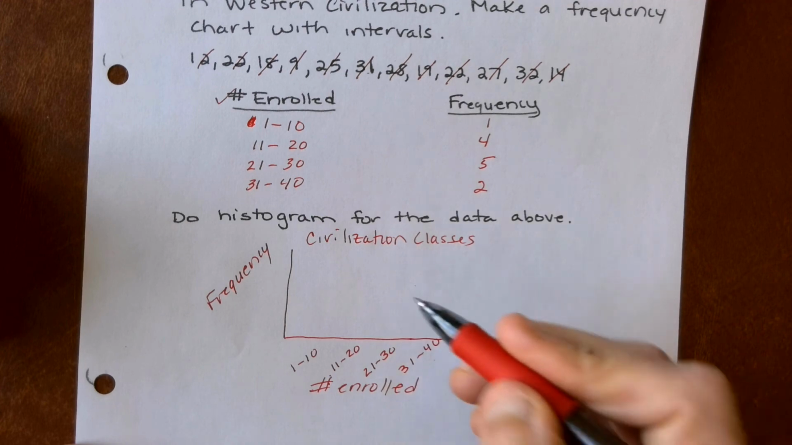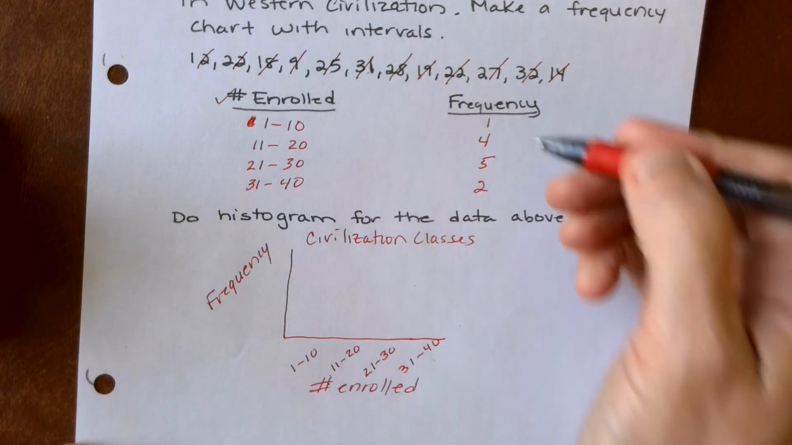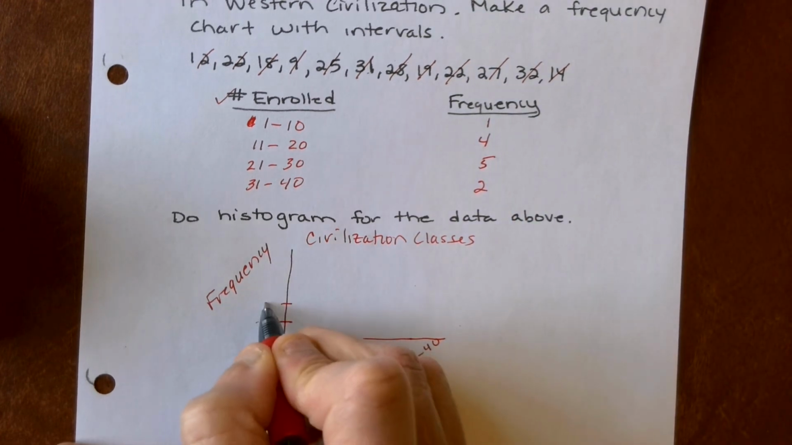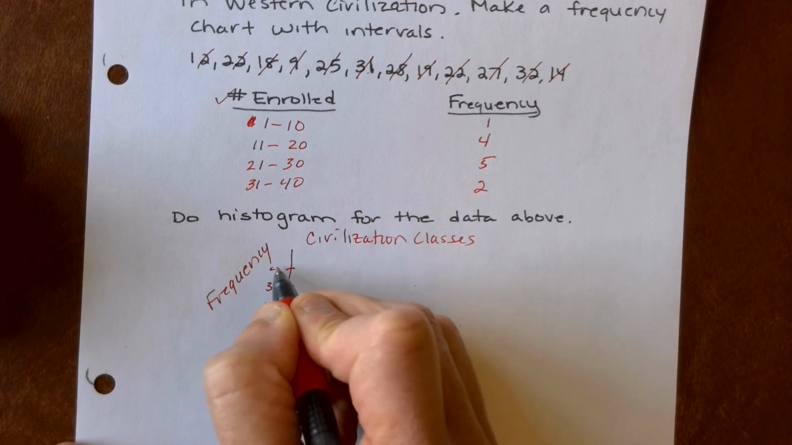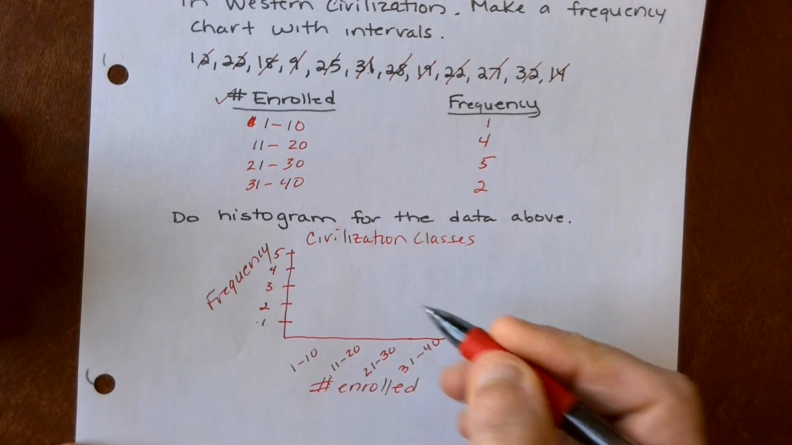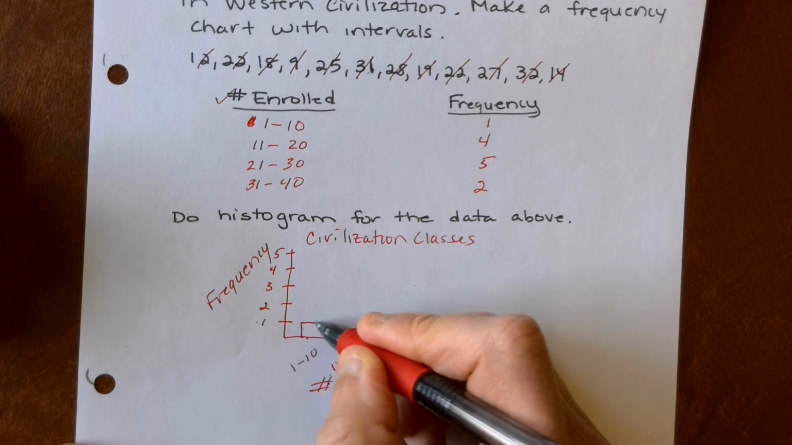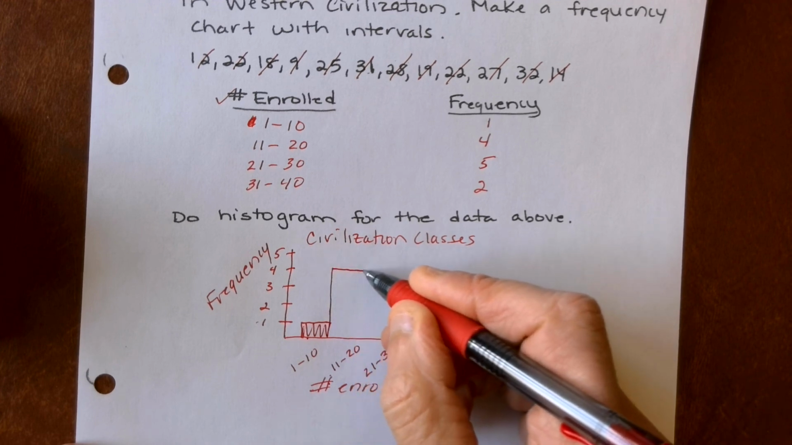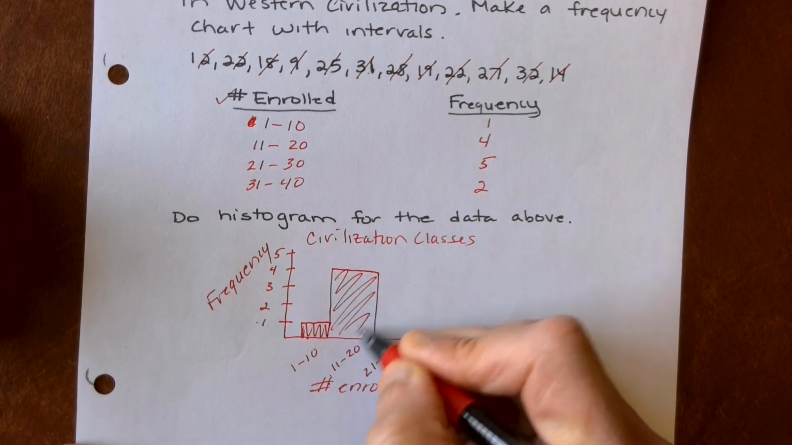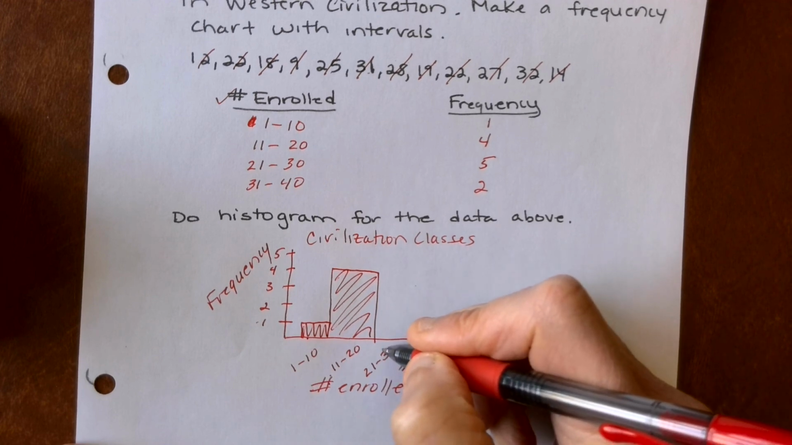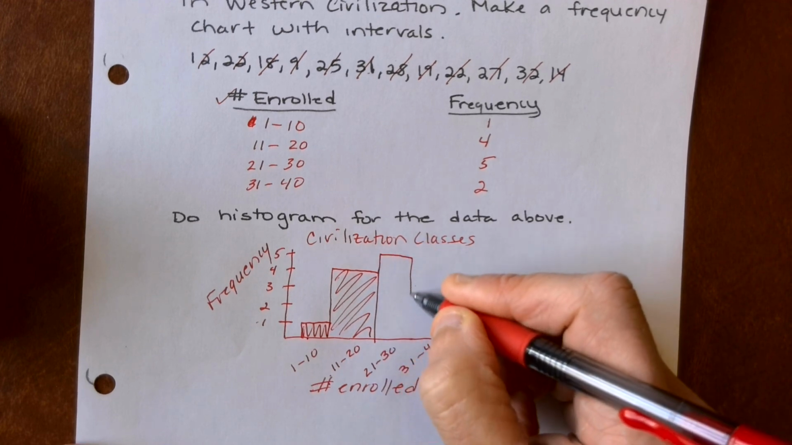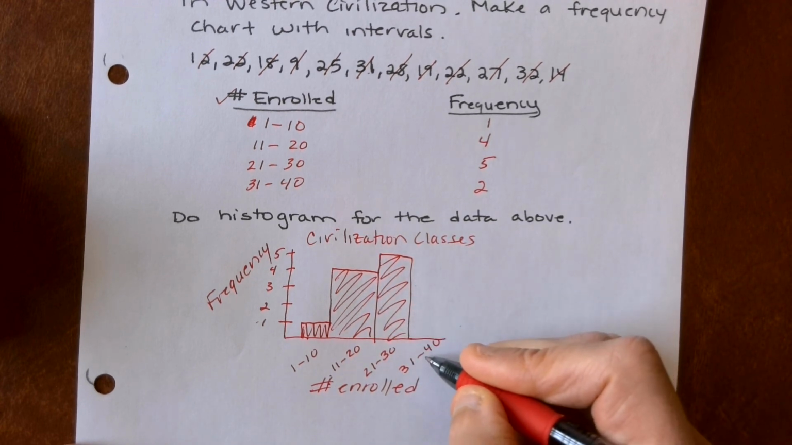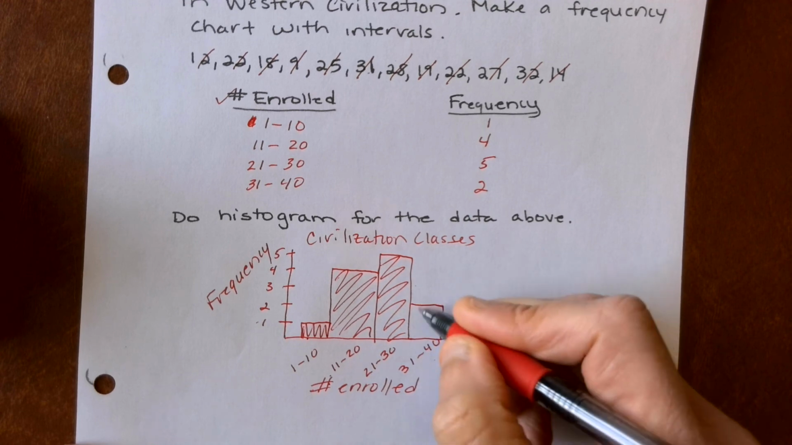Now these bars do touch. I didn't do my frequency. I go from 1 all the way up to a 5. So I need to do equal increments up to 5. All right, 1 to 10 goes up to 1. 11 to 20 up to 4. So I continue them. Do you see? Oops, that's kind of a wide guy. Sorry about that. 21 to 30 goes up to 5. But they share that side, unlike the bar graphs. 31 to 40 goes up to 2. And now you have completed your first histogram.